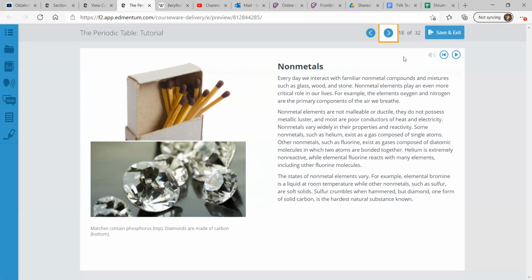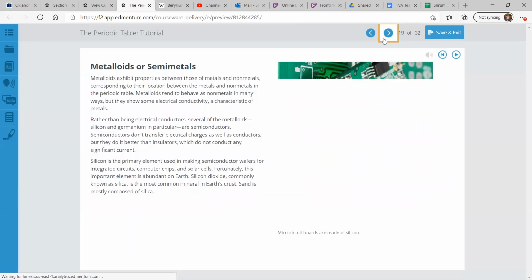The states of nonmetal elements vary. For example, elemental bromine is a liquid at room temperature, while other nonmetals like sulfur are soft solids. Sulfur crumbles when hammered, but diamond, one form of solid carbon, is the hardest natural substance known. So in these example pictures, we have matches. They contain a phosphorus top, and that's why they're so easy to spark. Diamonds are made of carbon and then refined to this pretty state.